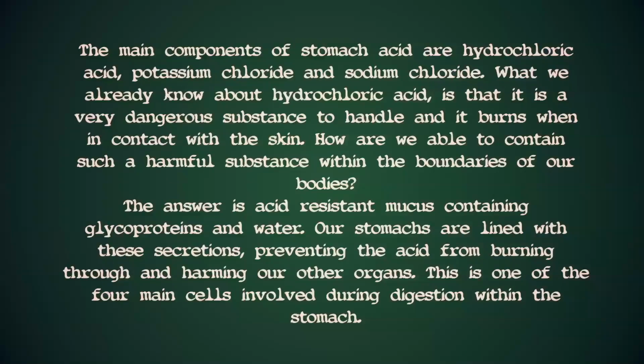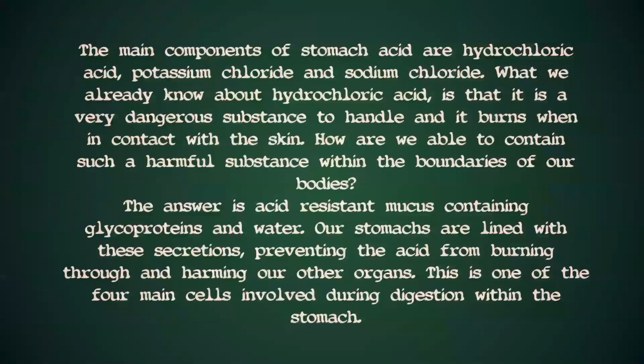The main components of stomach acid are hydrochloric acid, potassium chloride, and sodium chloride. What we already know about hydrochloric acid is that it is a very dangerous substance to handle, and it burns when in contact with the skin. How are we able to contain such a harmful substance within the boundaries of our bodies?